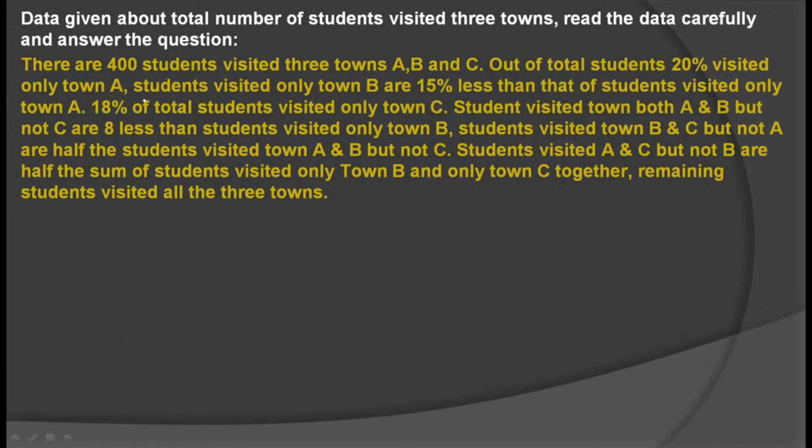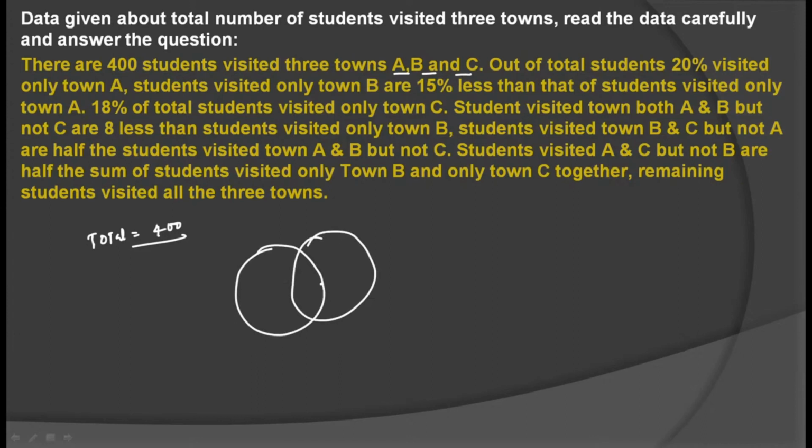Now see guys, there are a total of 400 members who visited three towns A, B, C. Out of total students, 20% visited only town A. So there are 400 members who visited three towns, which means I can understand that the question is regarding a Venn diagram. Now this is the town A data, this is the town B data, and this is the town C data. Now there is a total of 400 members.